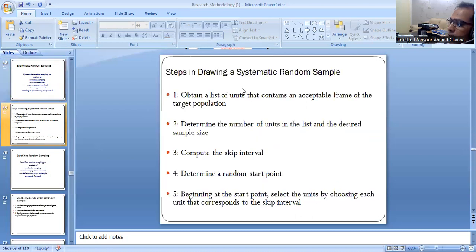Steps in drawing a systematic random sample. You have to follow 5 steps. Number one, obtain a list of units that contain an acceptable frame of the target population. Second, determine the number of units in the list and the desired sample size. Third, compute the skip interval. Number 4, determine a random start point. Number 5, beginning at the start point, select the units by choosing each unit that corresponds to the skip interval.